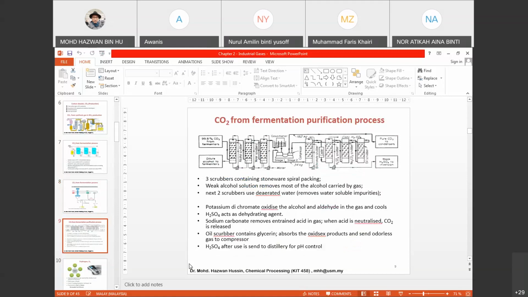Talking about CO2 from fermentation, you have to understand that the gas produced is basically not pure because it still has a trace of alcohol. Other than that, you also have traces of moisture, acid, and so on. That is why it needs to undergo a purification step. This is the importance of purification, to ensure that the produced gas will be highly pure and not contain anything else.